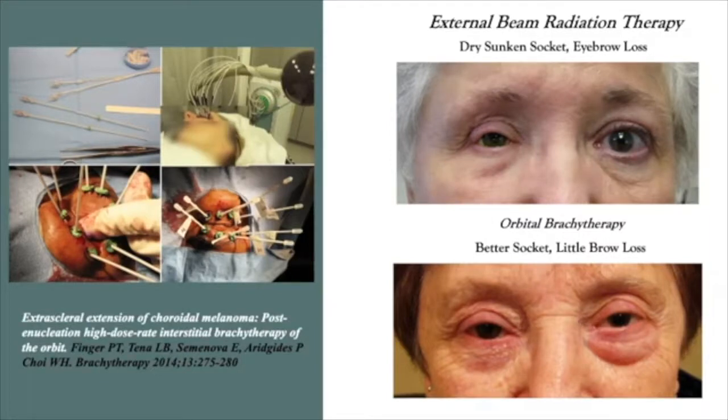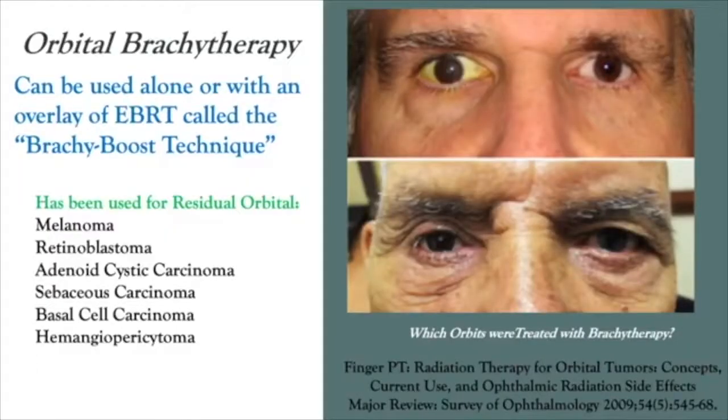On the top, you see a patient who's had external beam radiation therapy with a sunken orbit, a loss of eyebrow and eyelashes, and a dry socket. On the bottom, a similar patient who was treated with brachytherapy with relative preservation of the eyebrow, eyelashes, and a better cosmetic look. In addition, the amount of radiation delivered to the patient on the bottom was actually larger to the diseased orbital tissue.